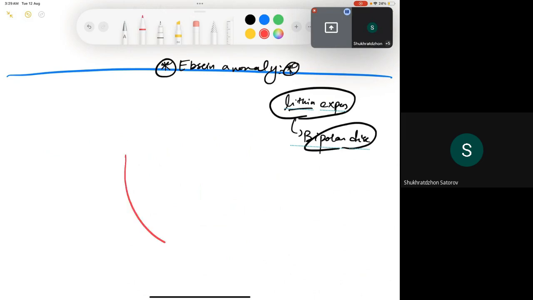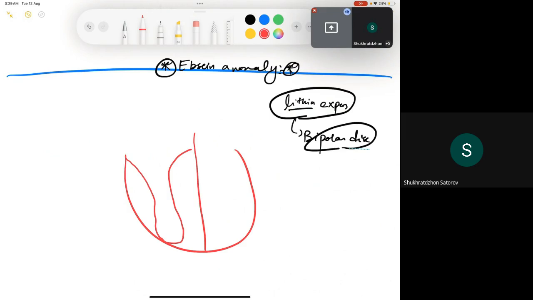If this is your heart, what the tricuspid valve is going to do is move downward into the right ventricle. If the tricuspid valve is moving down, you can see it's basically going to cause atrialization of the ventricle. You can see it here, right? As this valve is moving down, it's called atrialization of the right ventricle.